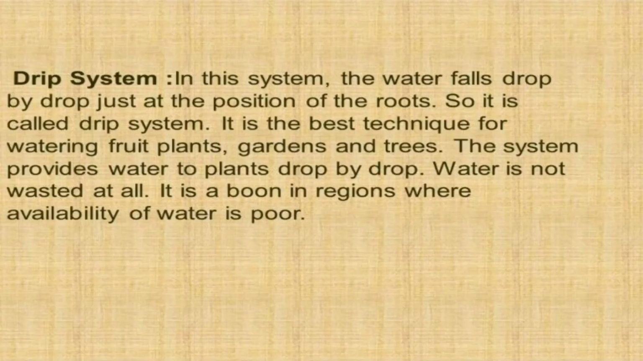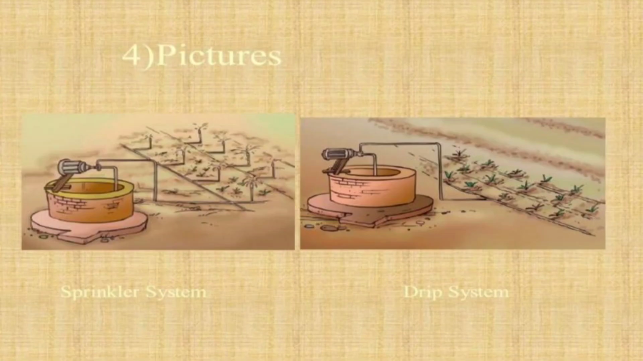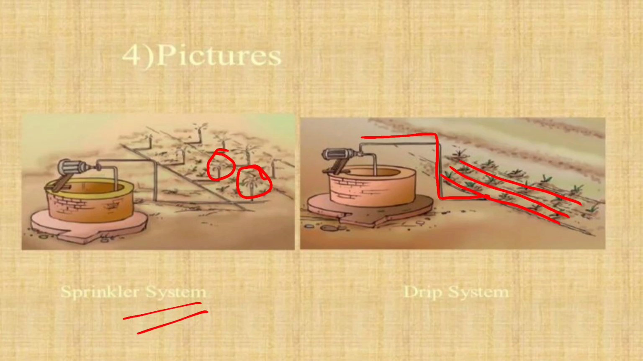Now, this is the picture of the sprinkler system. This is the sprinkler system we have. See, these are rain-like structures. And here this is a drip system. Pipe-like structures are present in the layer of the soil, and they deliver water at the bottom of the plant, at the root.